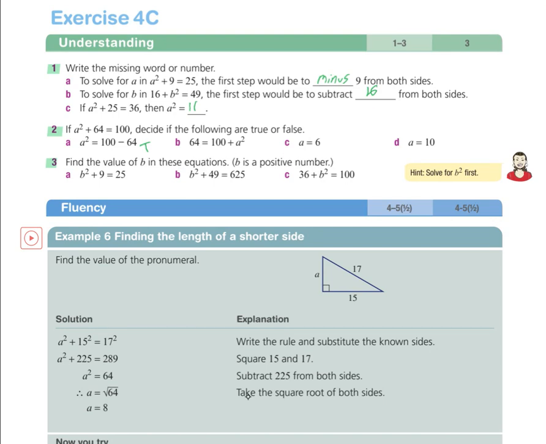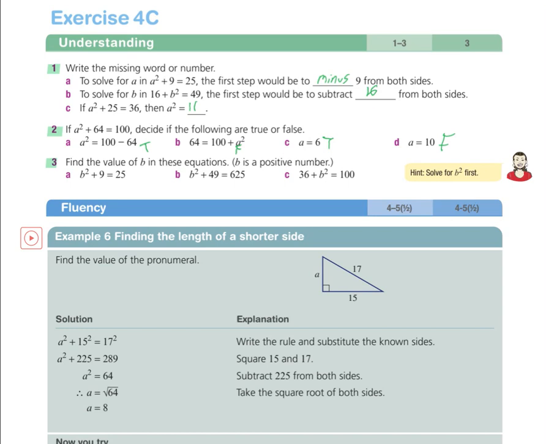64 equals 100 plus a squared. No. Because if you add a squared to the right hand side, that means you'll have 2a squared on the left side. A equals 6. Yeah, because 6 squared will make 36 plus 64 is 100. A is 10. No.